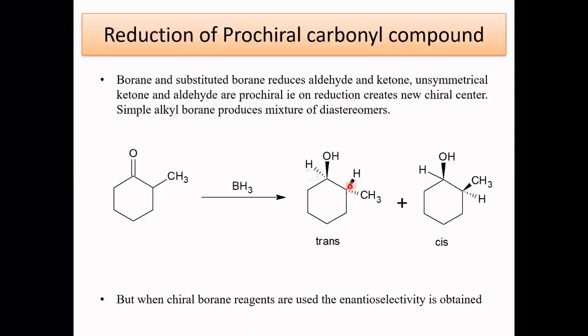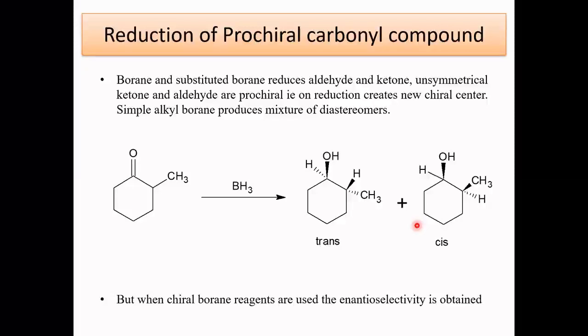And as a result, this OH may be cis to the methyl group or it may be trans to the methyl group. So this is my trans product and this is my cis product. So I'm going to end up with a racemic product since the reagent which I have used is achiral. Your starting material is prochiral, but the reagent is achiral. That's why I'm going to end up with the racemic product, because both way attack is possible.